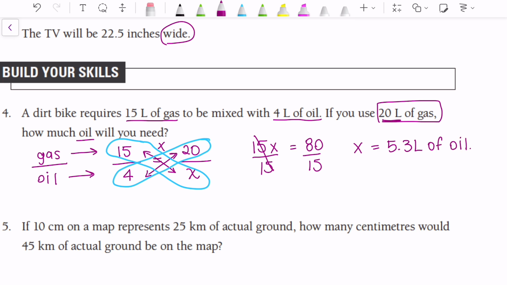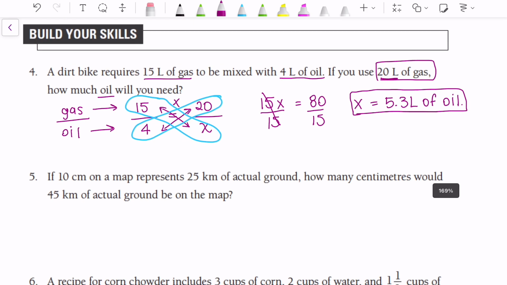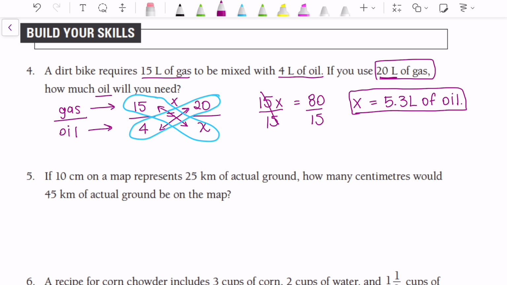We need to make sure that we're really clear with our answer there, because I could get very confused if you don't know if it's oil, if you're making mistakes in your calculations, that sort of thing. I need to know your comprehension of the question as well. So make sure you put the right units and answer the actual question. All right, the next question. Almost there, you guys. Good job.